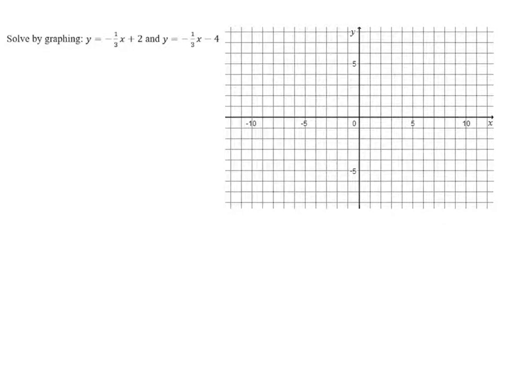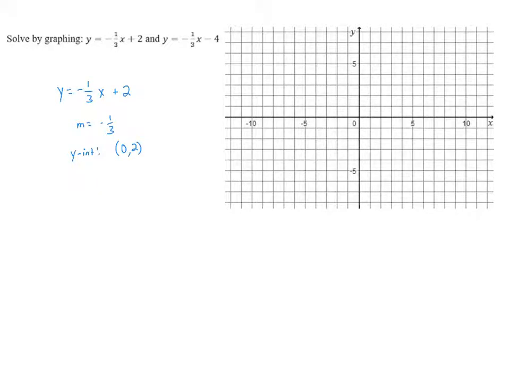Solve by graphing. y equals negative 1/3 x plus 2, and y equals negative 1/4 x minus 4. Now we're lucky that both of these are given to us in slope-intercept form. If we look at the first equation, y equals negative 1/3 x plus 2, we can see that the slope is negative 1/3, and the y-intercept is going to be at (0, 2). And we can use that to draw the line.